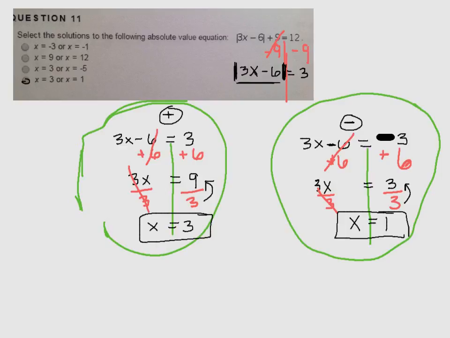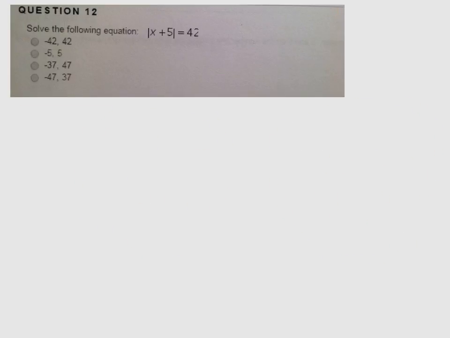Okay, problem number 12. Problem number 12 is very similar, so I'm going to go ahead and work this problem out the same way. I am going to set this up twice. I have the absolute value bars, and then I have the equal sign right away, so I don't have to add or subtract anything like I did on the other one, because this problem is ready. It's ready for me to do the step where I write it with the positive 42 and where I write it with the negative 42.